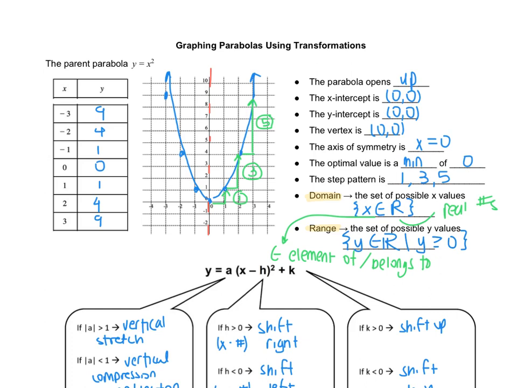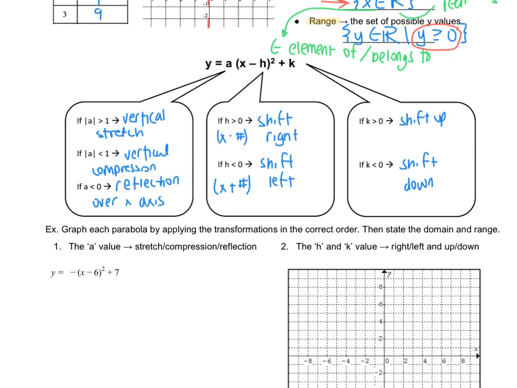So the domain is always going to be like this. But the range, this restriction part will change depending on the vertex and if your parabola is opening up or down, meaning there's a max or a min. Now, before we actually go to graphing, let's just refresh on our transformations and then we'll go from there and combine all of these in one.